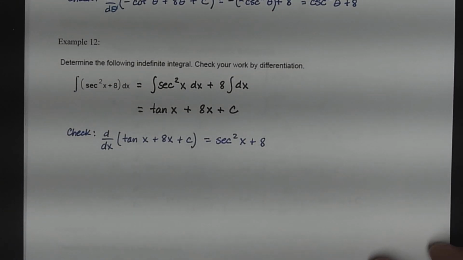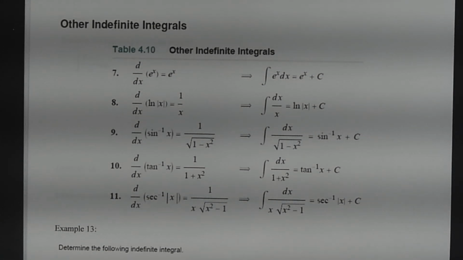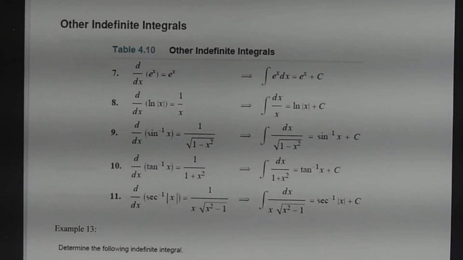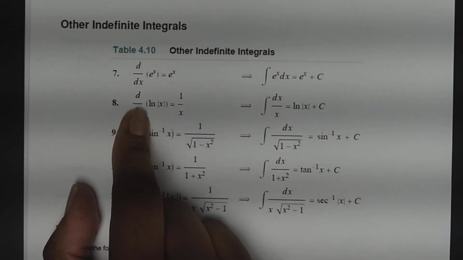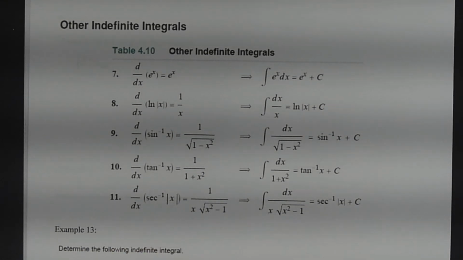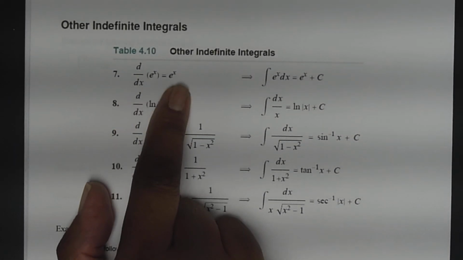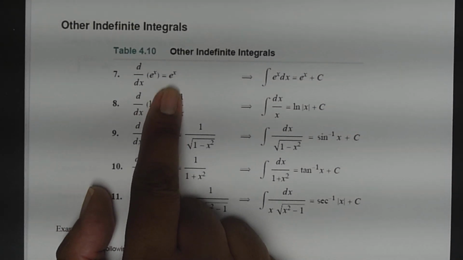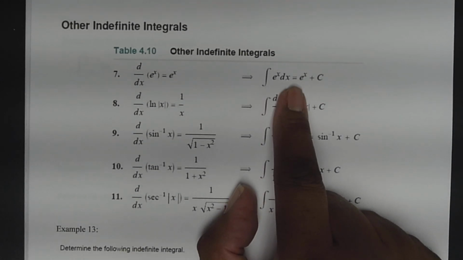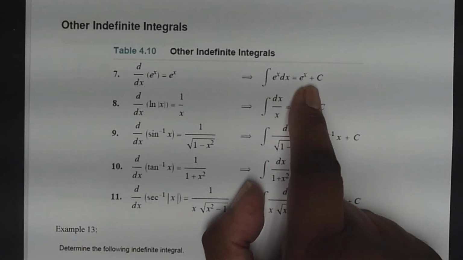Now we do have other indefinite integrals here on the next page. And that's this. On the left-hand side, you see their derivatives here. The first two deal with exponential and logarithmic expressions here. The last 3 deal with inverse trig functions. So with the derivative of e to the x, that's of course e to the x, the easiest derivative to take. Now, if you do the integral of e to the x dx, again, that's the easiest integral to take, e to the x plus c.